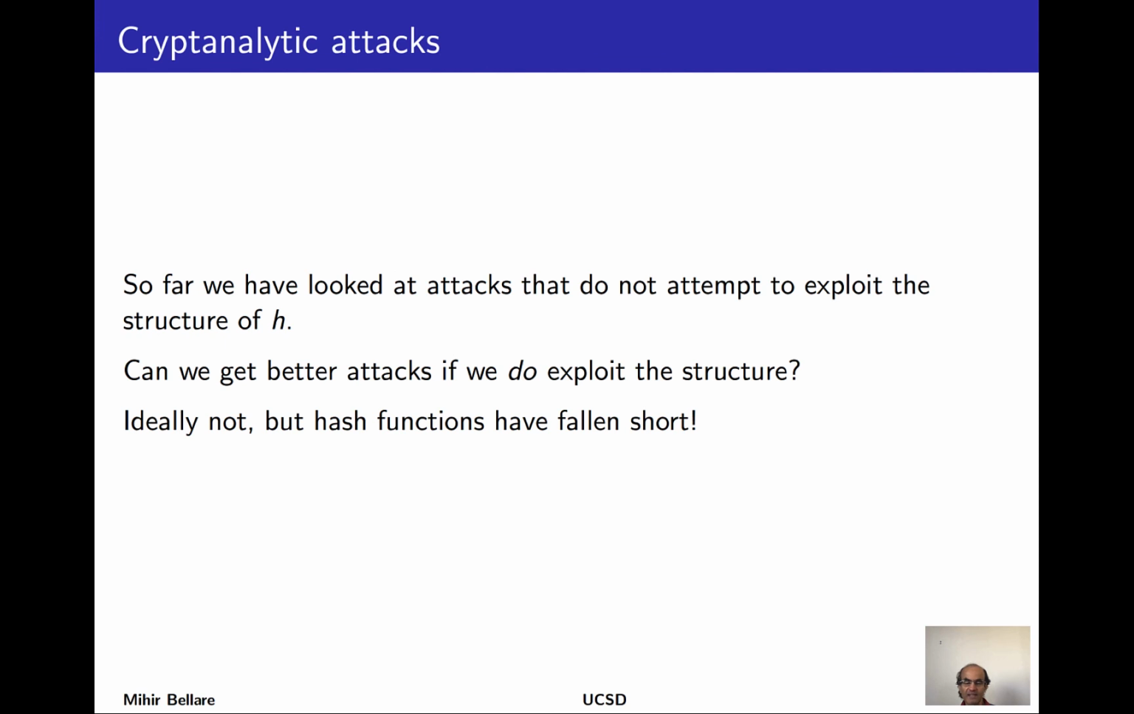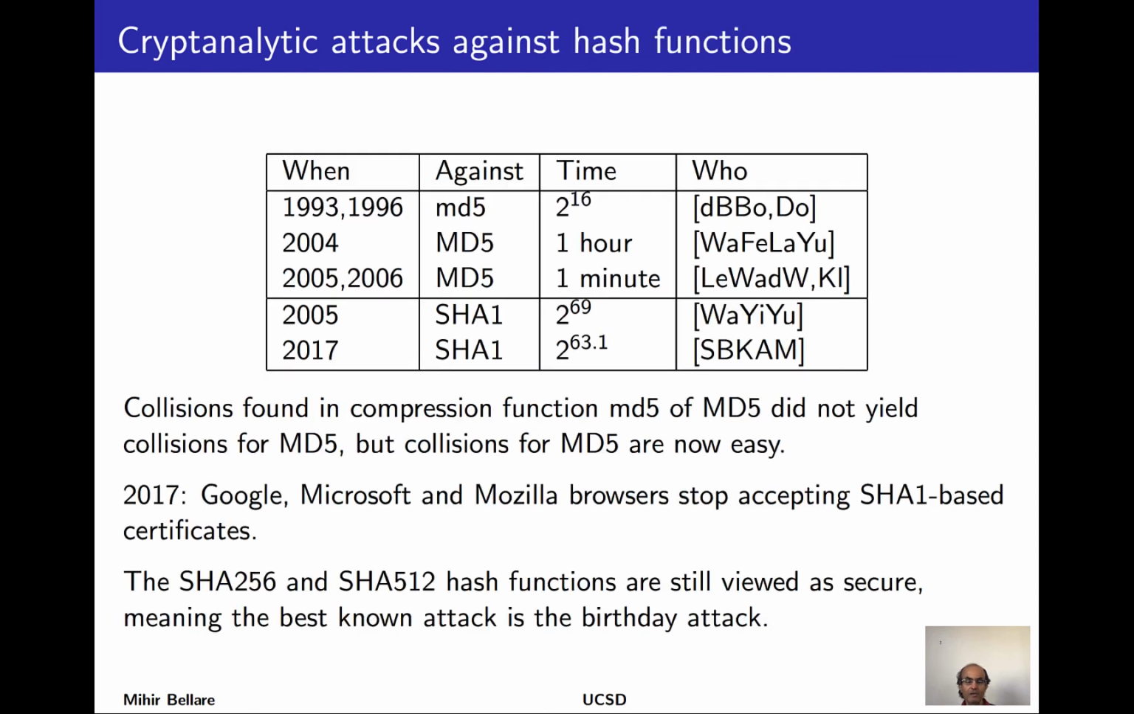What we've looked at in terms of attacks is only the birthday attack. And the birthday attack is generic. It never tried to exploit anything about the structure of the hash function. All it did was run the hash function. So are there any better attacks? If we start looking inside, and this is where we find interestingly that they have been found.